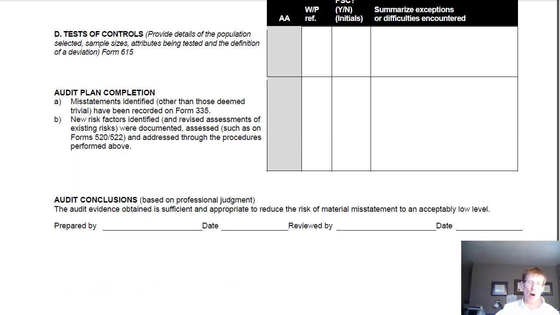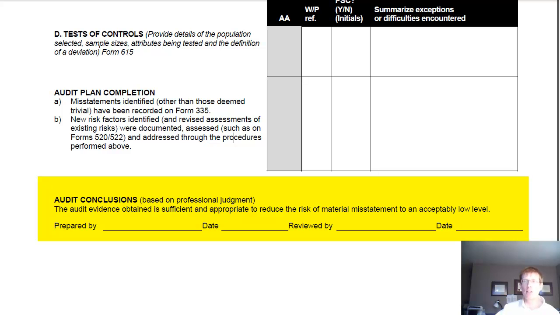And you can see at the bottom of the worksheet, it asks for the auditors to document their audit conclusions and note, based on professional judgment, whether the audit evidence obtained is sufficient and appropriate to reduce the risk of material misstatement to an acceptably low level. And again, it will be signed off by the preparer and then by our reviewer later on.